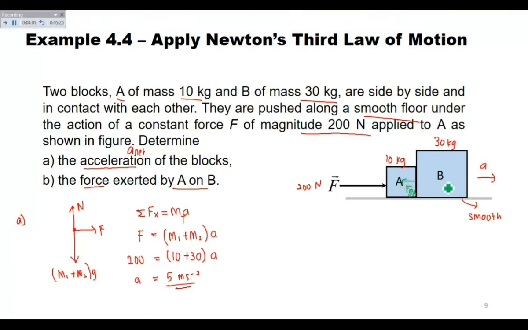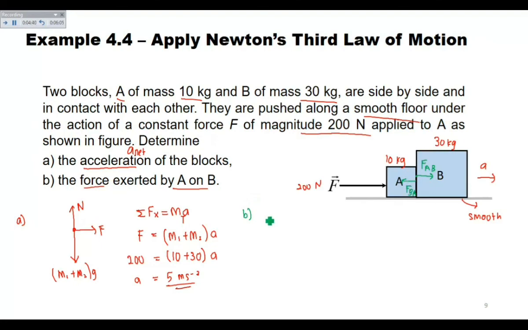Okay, dan kalau kita lukis free body diagram untuk block B pun, block B pun akan experience force exerted by A on B. Okay, so value FAB dengan FBA ni sebenarnya adalah sama. Cuma dia punya direction sahaja yang berbeza. Macam Newton third law. Every action force has a reaction force that is equal in magnitude but opposite in direction. Okay, so untuk solve soalan yang kedua ni, kita lukis free body diagram untuk A pun boleh, untuk B pun boleh. Kita still akan dapat jawapan yang sama.